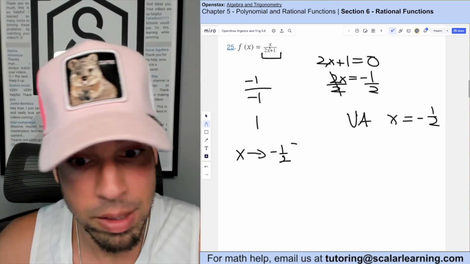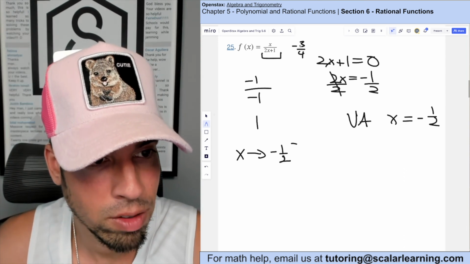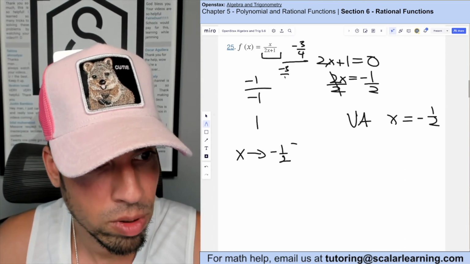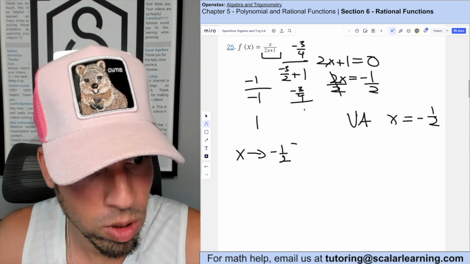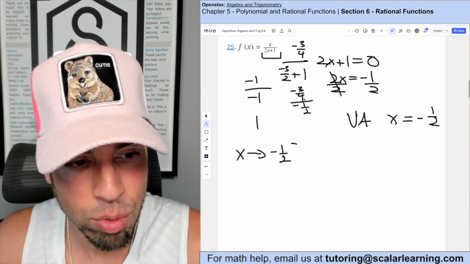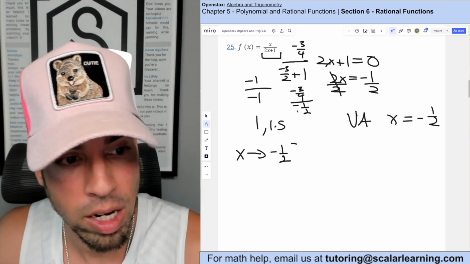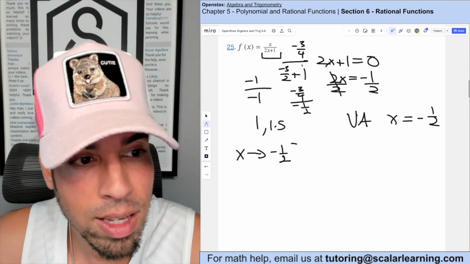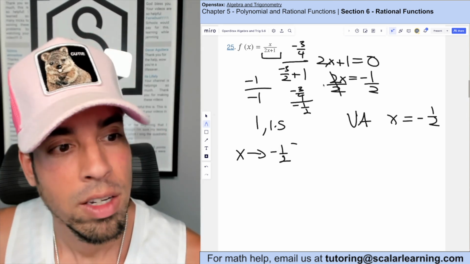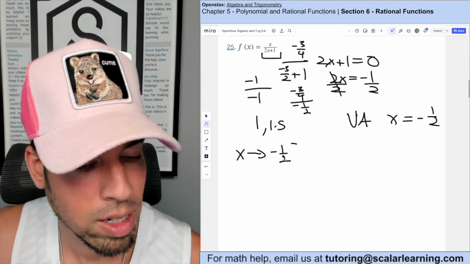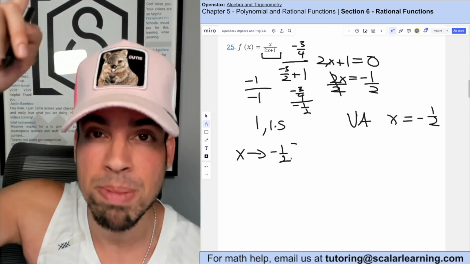Now let's get a little bit closer to negative 1/2. We'd plug in negative 3/4, for example, right? So we'd get negative 3/4 over 2 times negative 3/4, which is negative 3/2, plus 1. This gives me negative 3/4 over negative 1/2. So it's basically like negative 3/4 times negative 2, which is 1.5, or 3/2. So you can see that as we're getting closer and closer to negative 1/2, we seem to be going up. Now you could try like negative 0.51, stuff like that. You could plug it into a calculator. You see it's going to go up and up and up, okay?